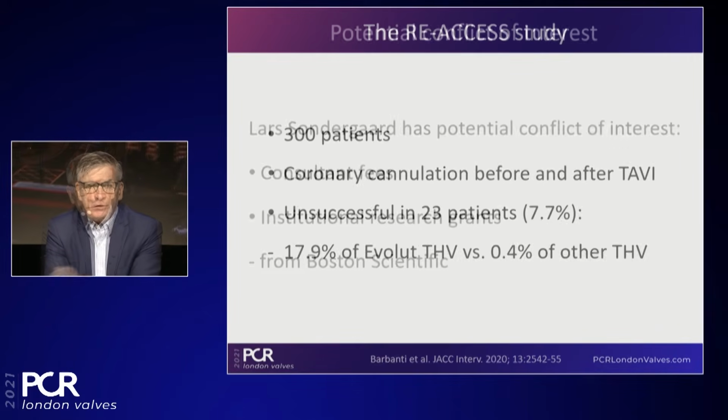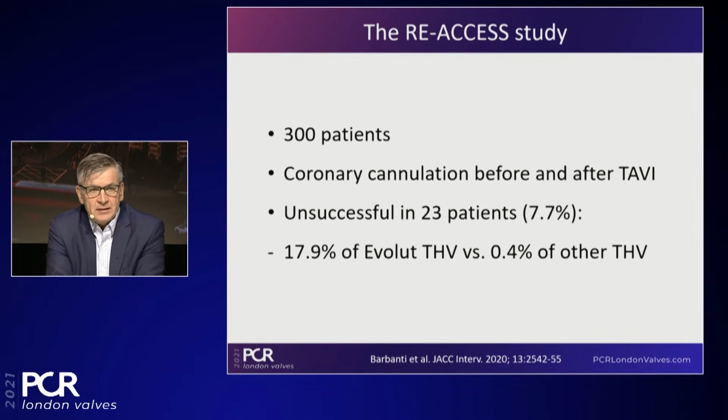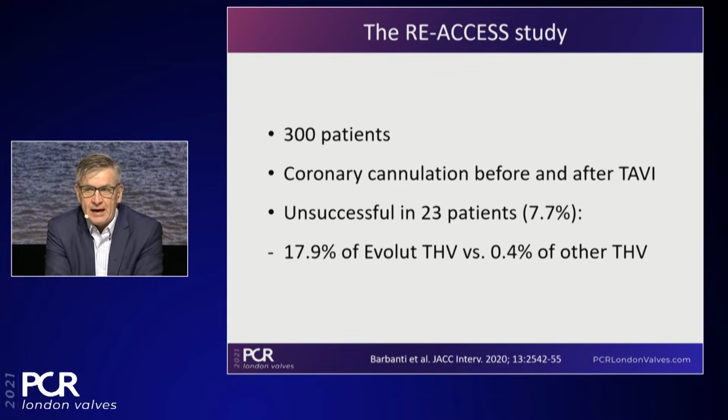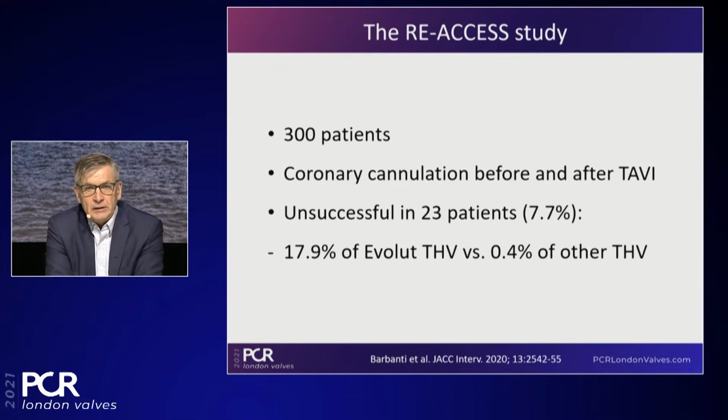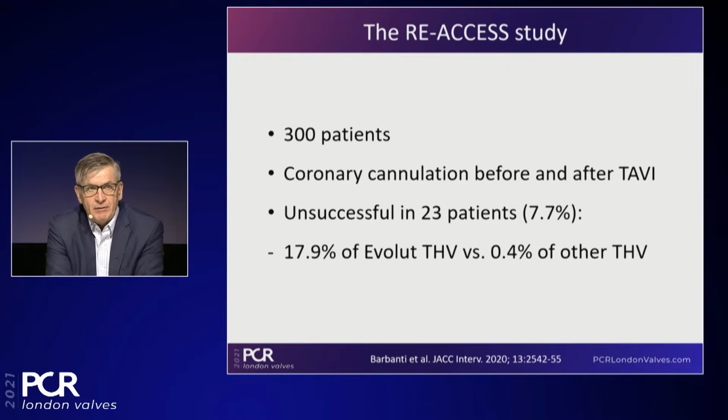And so I'm just going to touch here on this ReAccess study, which was done by Marco Barbanti and the group from Catania, 300 patients undergoing TAVI. The physicians were asked to cannulate the right and the left coronary arteries before valve implantation and immediately afterwards. And you can see that in 23 patients, 7.7% of the patients, it was impossible to access both coronary arteries.